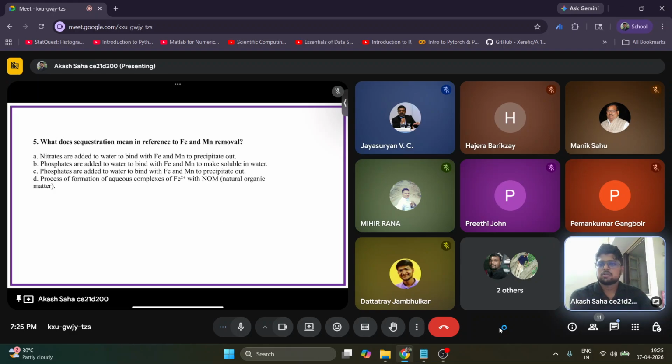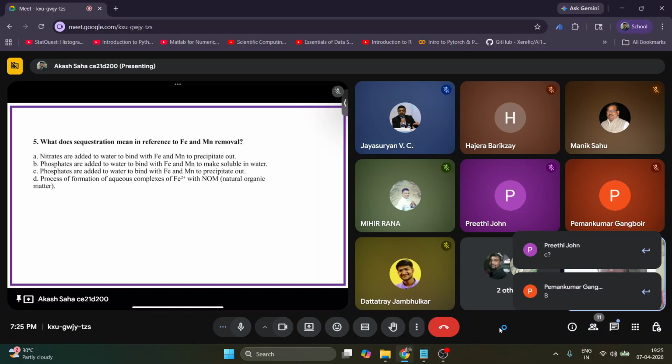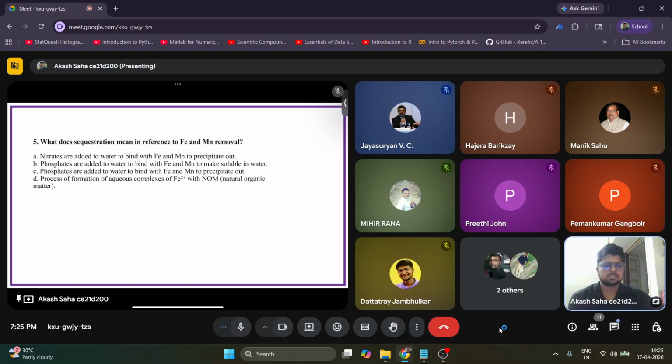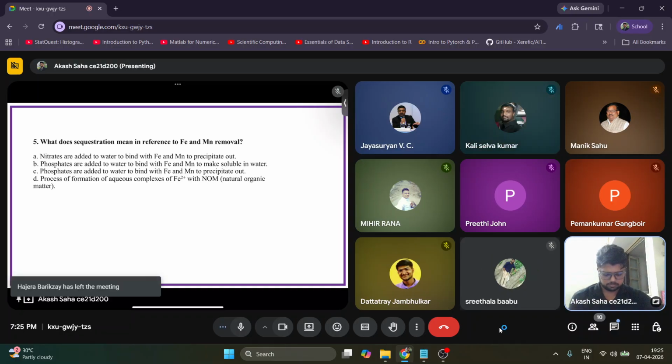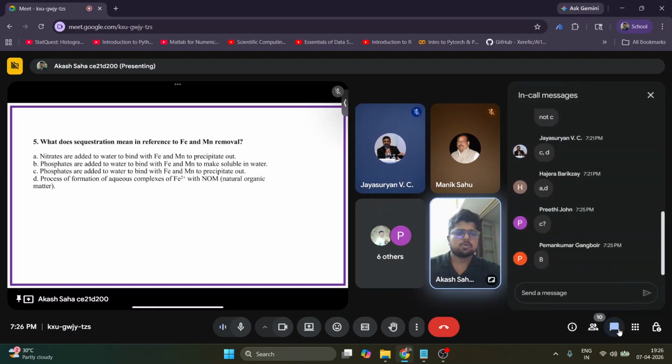Okay, moving on to the next problem. What does sequestration mean in reference to iron and manganese removal? We are talking about sequestration here, not precipitation. Both are different things. So please try to answer accordingly.